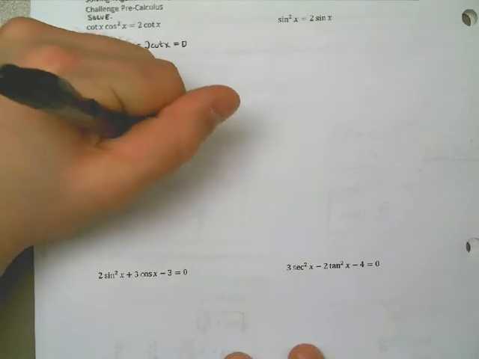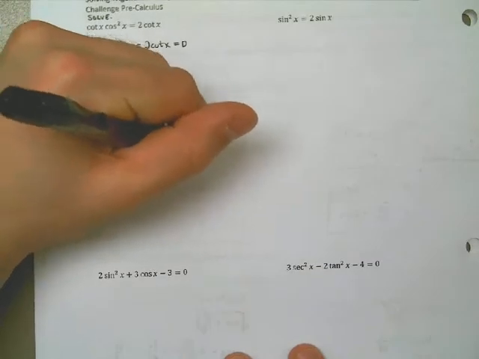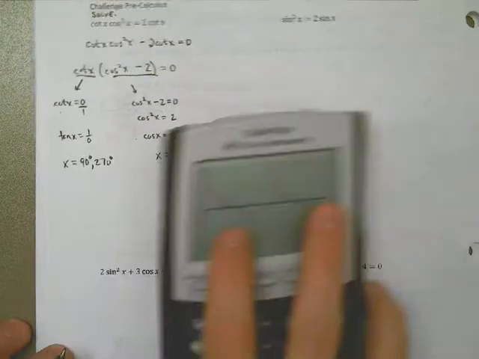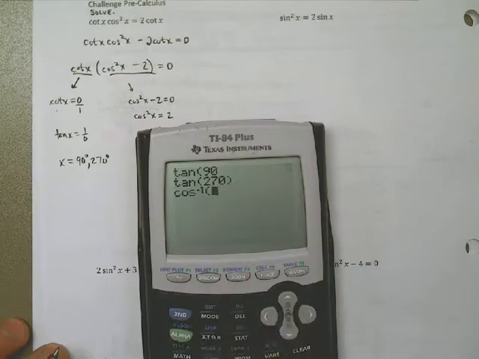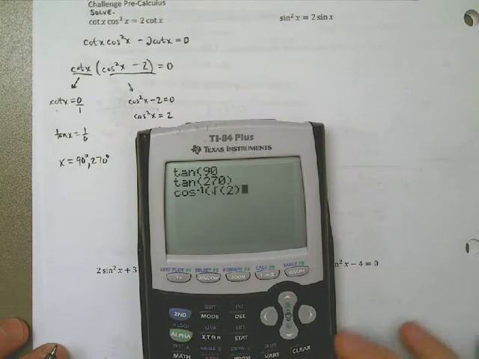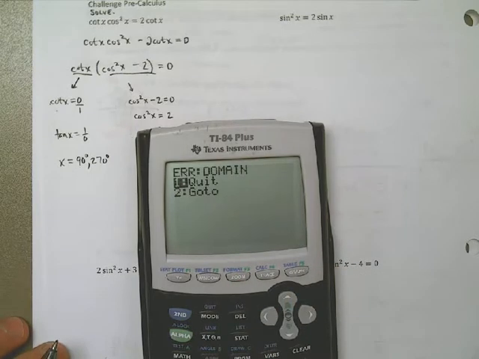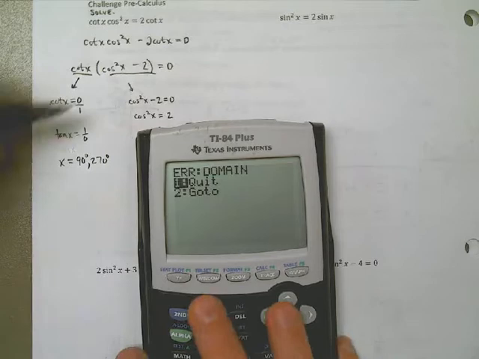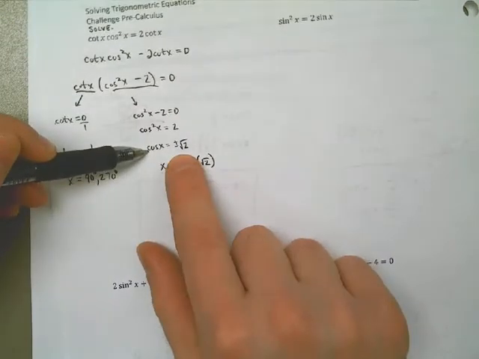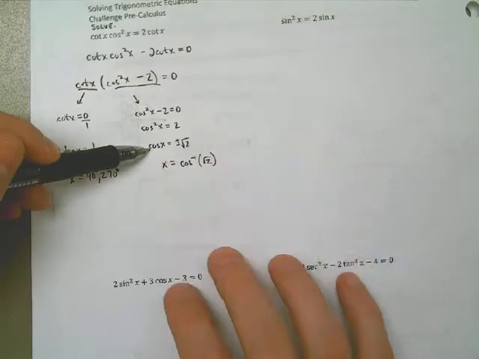Cosine of x is equal to plus or minus square root of 2. So for this one, it's not just a weird value. For this, I could actually use arc cosine if I wanted to. Let's start with the positive one. Let's not worry about the negative square root of 2 yet. If I do the arc cosine of square root of 2, I get an error. And then I start to realize, wait a second, cosine is limited to plus or minus 1.